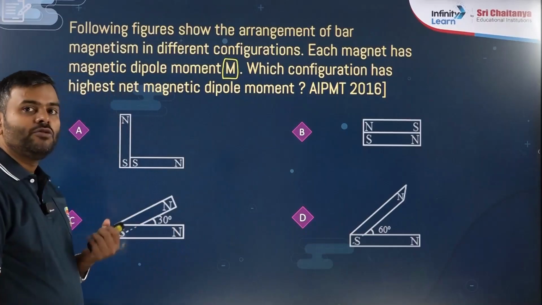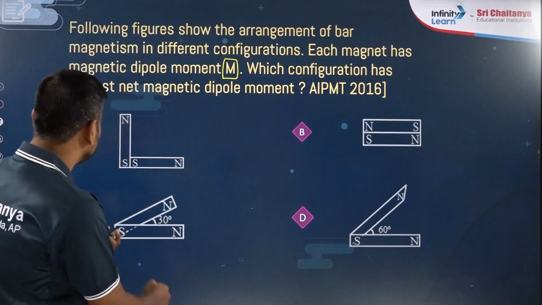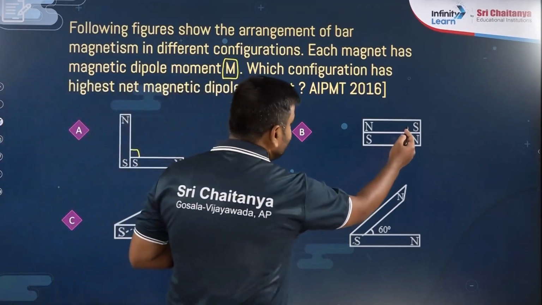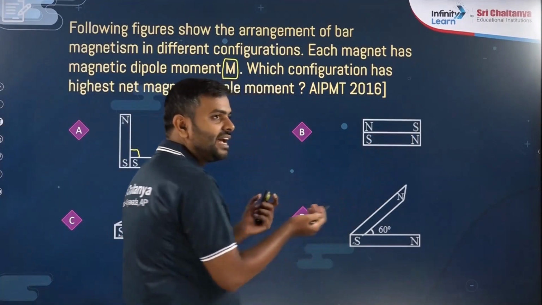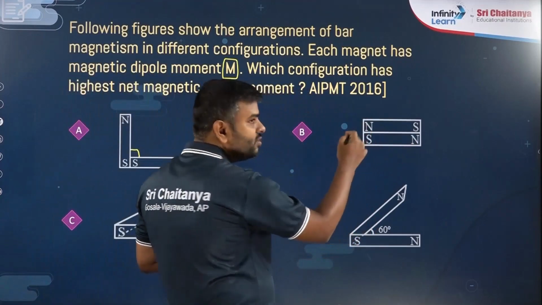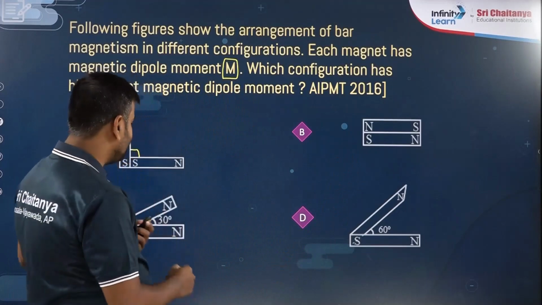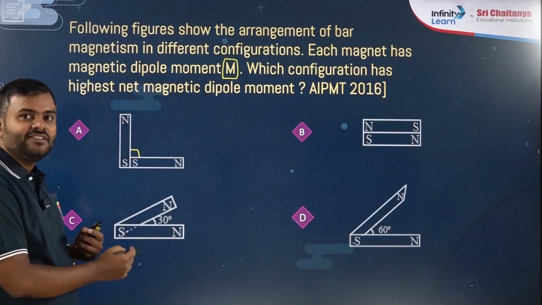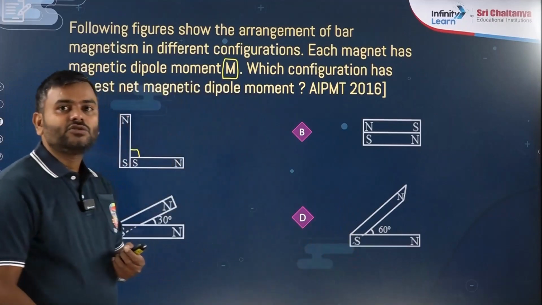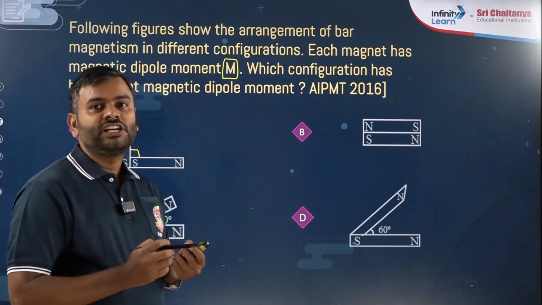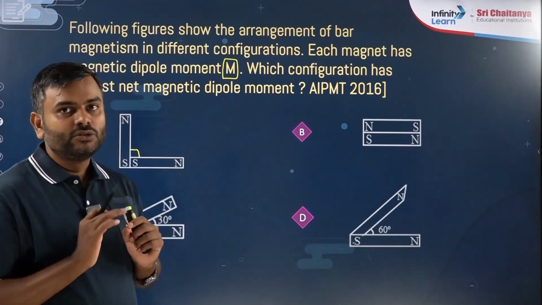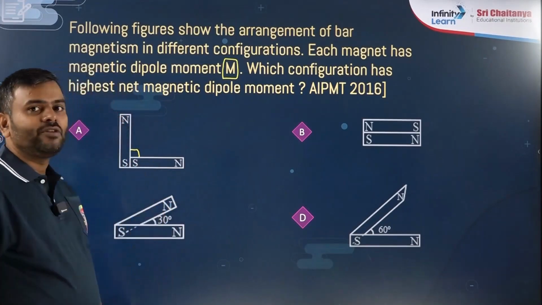You can see we have 4 different configurations. Here the 2 magnets are perpendicular to each other, and here both magnets are kept anti-parallel to each other, because their opposite poles are together. Then we have the orientation with a 30-degree angle between them, and then a 60-degree angle between them. Out of these 4 configurations, which one is going to give the highest net magnetic dipole moment? Quickly, one by one, we are going to calculate.